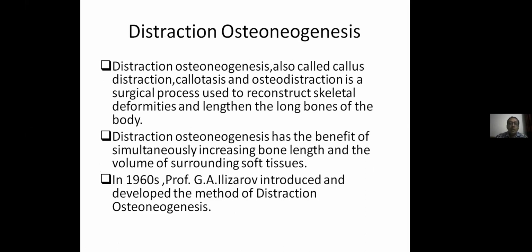Then what is distraction osteogenesis? Distraction osteogenesis, also called callus distraction or callotasis, and osteodistraction, is a surgical process used to reconstruct skeletal deformities and lengthen the long bones of the body. Distraction osteogenesis has the benefit of simultaneously increasing bone length and volume of surrounding tissue. In 1950s, Professor Gabriel Ilizarov introduced and developed the method of distraction osteogenesis.